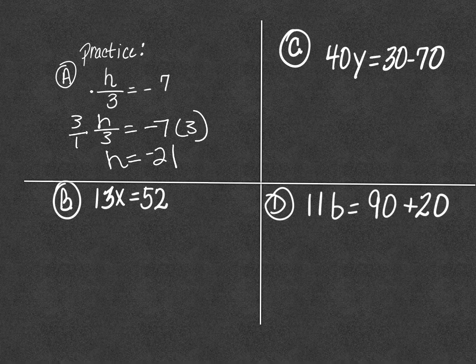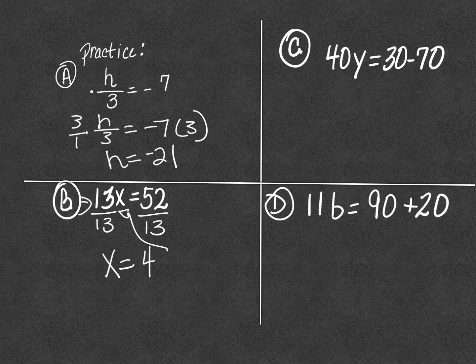Okay, let's keep working here. This time I have 13x equals 52. That is being multiplied. Divide both sides by 13. When you do that division, x is going to equal 4. And you can check it by substituting 4 in there. When you multiply 13 times 4, you're going to get 52.